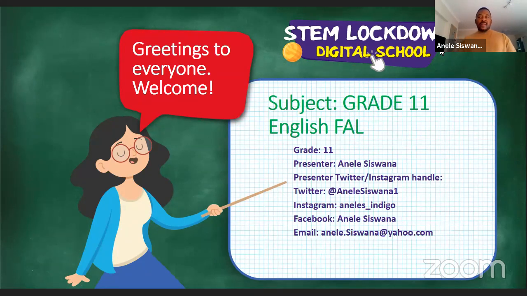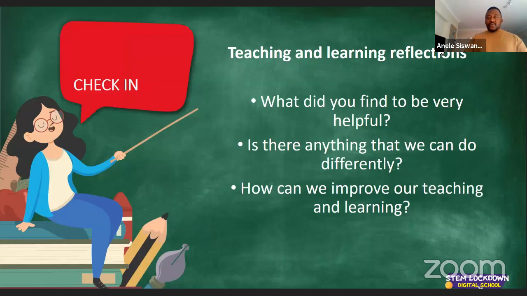Whenever we start the lesson, I always want to get your thoughts around what we have done the previous day. So now I want you to do the usual teaching and learning reflections in terms of what we did yesterday about advertisements and adverts. Tell me what you found to be very helpful. Is there anything that we can do differently? And how can we improve our teaching and learning?